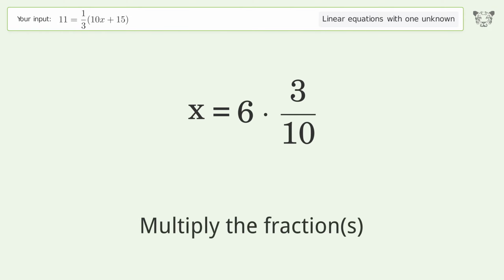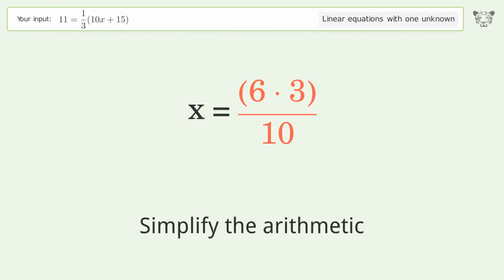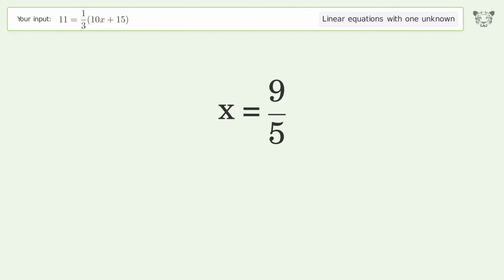Multiply the fractions. Simplify the arithmetic. And so the final result is x equals 9/5.